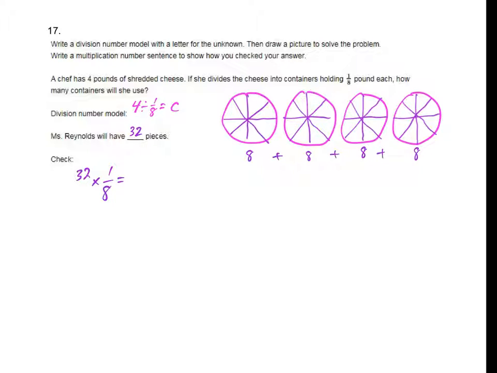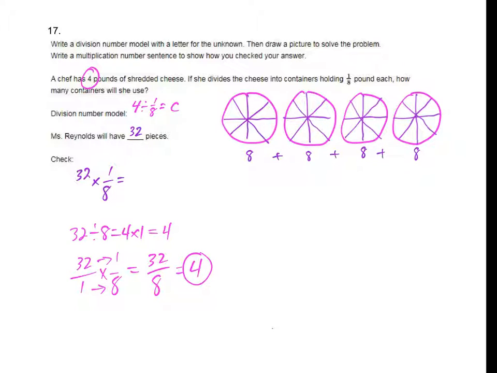There's 2 ways to do this one. I could do 32 divided by 8, which equals 4, times 1. That gives me 4. Or I can multiply straight across and do 32 over 1 times 1/8. Going straight across, we get 32/8, which I can divide, and that also equals 4. So since my check matches my original problem, I know that my work is good to go.